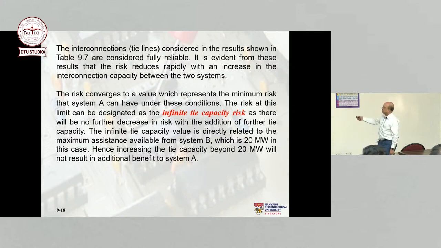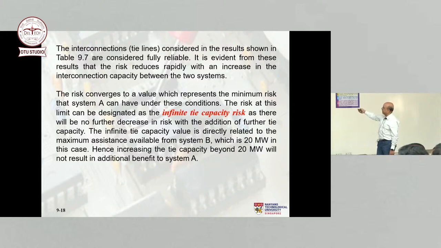benefit. So the risk converges to a value which represents the minimum risk that system A can have under these conditions. The risk is getting better and better, and it will converge to a value that the maximum capacity relates to. The risk at this limit can be designated as the infinite tie capacity risk. That means regardless of how much you increase the capacity of the tie line, there will be no further decrease in risk with the addition of further tie capacity. So it's called infinite tie capacity risk.